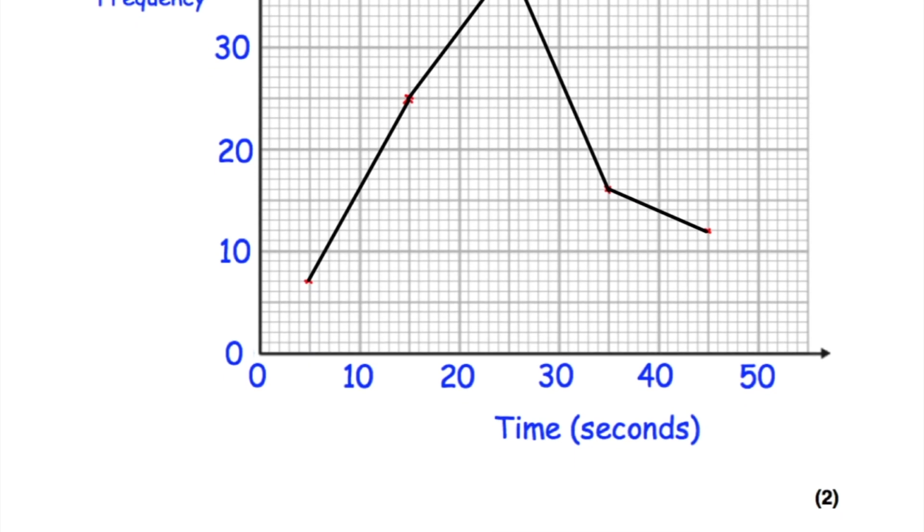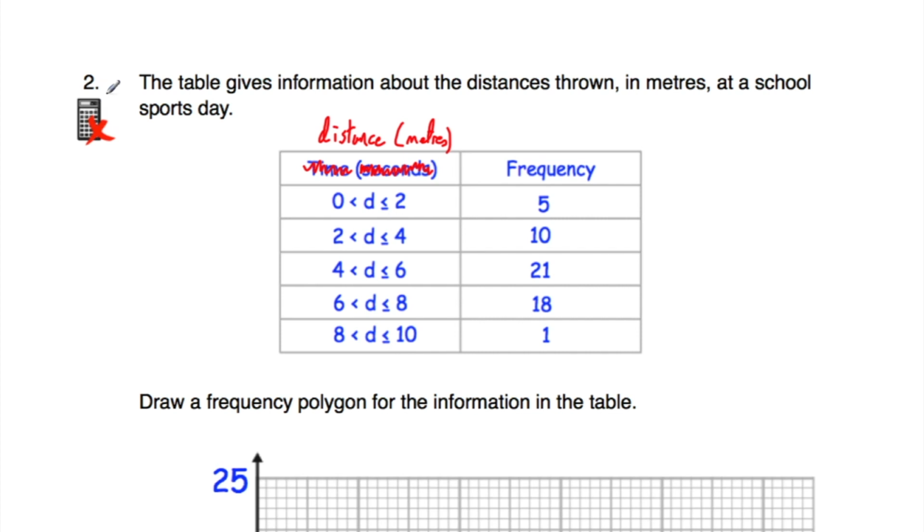Okay, let's have a look at our next question. Okay, let's have a look at question number 2. Question number 2 says the table gives information about the distances thrown in meters at a school sports day. So we've got between 0 and 2 meters, 5 people threw that. Between 2 and 4, 10. Between 4 and 6, 21. Between 6 and 8, 18. And between 8 and 10 meters, 1 attempt was thrown between that distance.